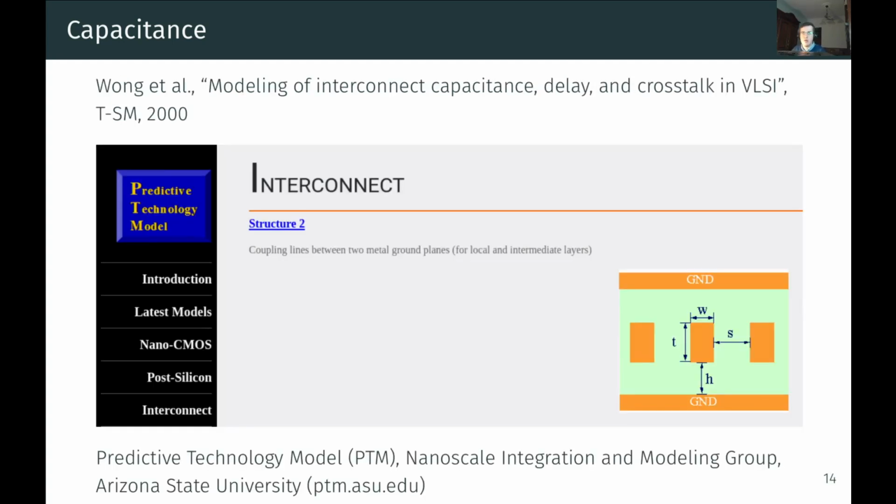For this reason, we adopted the model introduced previously by Wong and others, which is a little bit older than the one used for resistance, having been introduced in the year 2000. We use it in the form as it appears at the popular PTM website.